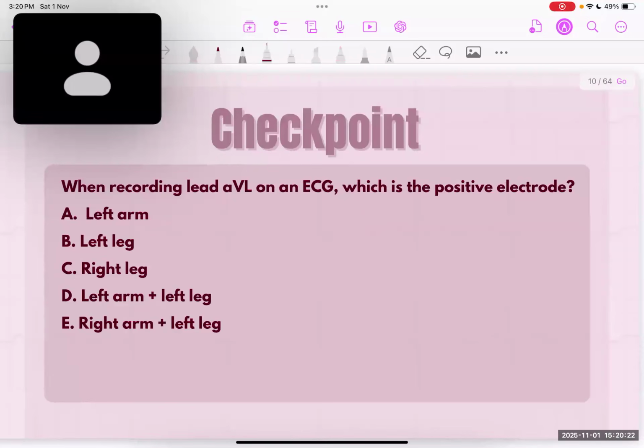Second question. When recording lead AVL on an ECG, which is the positive electrode?